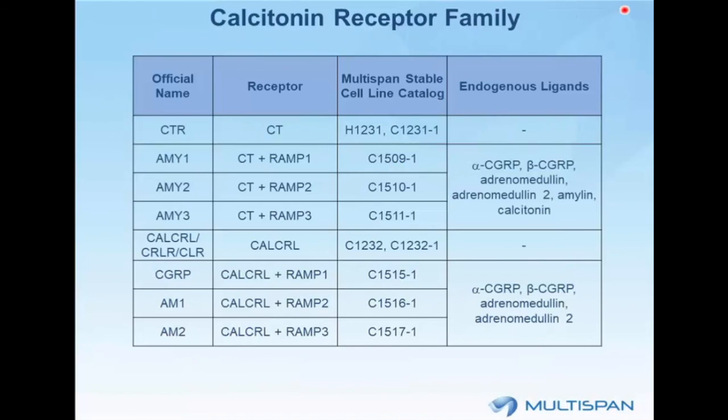So essentially, we've developed the calcitonin receptor family of receptors. Here are all the different names of those receptors, our catalog stable cell lines, and then the endogenous ligands for them. Now, one thing that we could do, if we were asked, is look at all the different ligands with respect to the differentiation of these receptors and how the different ligands signal, but we have not done that yet.